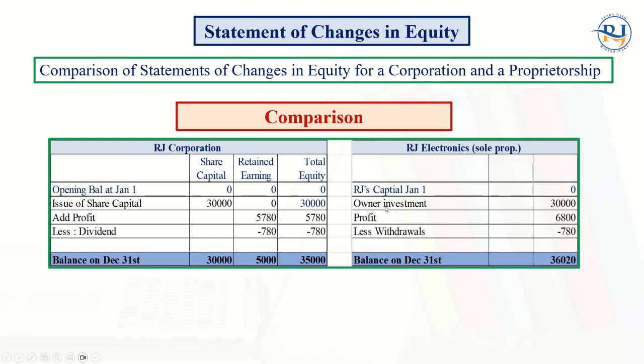In exactly the same way, for example, in case of a sole proprietorship, RJ's capital is 0, owner invested 30,000, profit is 6800, and withdrawal is 780. So in this case we say withdrawal, and in the other case we say dividend. But in the sole proprietorship, there is no question of any dividend, because that is not a corporation, right? So whenever the money is withdrawn, it is known as withdrawal, by the owner maybe for personal use. Investment will decrease.